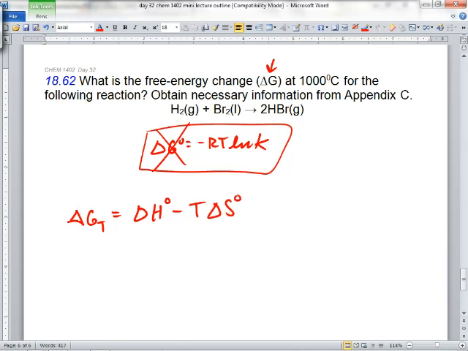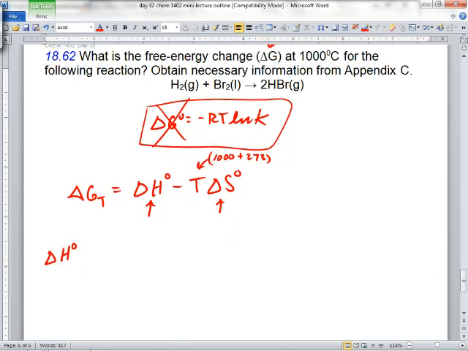There, that one would work, right? Because they gave us the reaction. They told us to use the table so we can get these two and just make sure we plug in the right temperature. What are we going to plug in for temperature? 1,000 plus 273. All right, so let's see if we can get these guys. We need delta H. We need delta S. And we need products minus reactants.